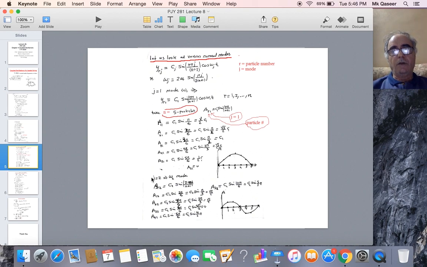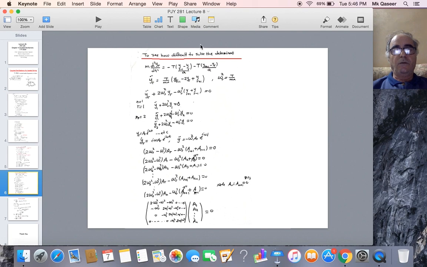Now for j equal to the second mode, similarly we put r equal to, we get 2 pi over 6. For A12 we get this. For A22 we get this. For particle 3 at mode 2 we get 0. For 4 and so on. This is A52, and the ends are at 0 because they are fixed. So we get this sort of thing. This is the displacement of particle 1, particle 2, particle 3, 4, 5. It looks like a sine wave.